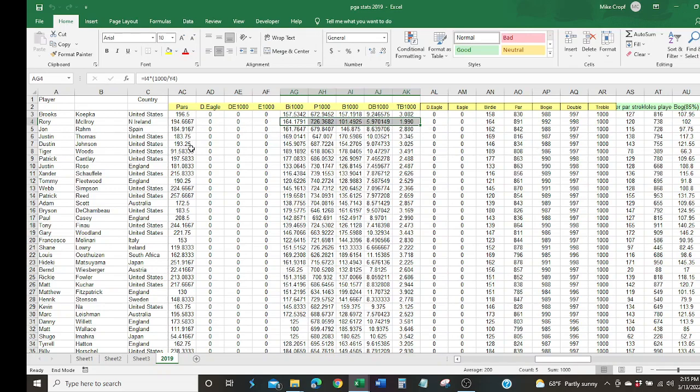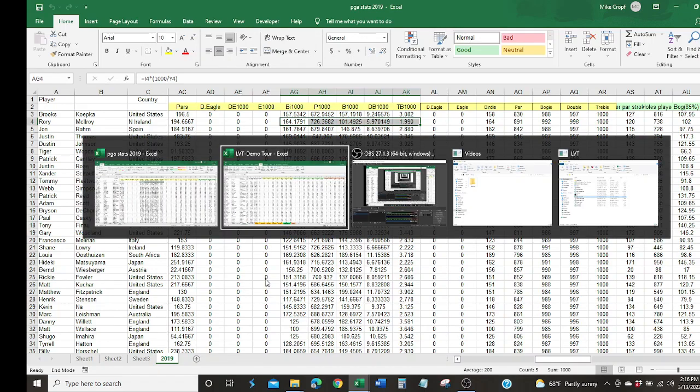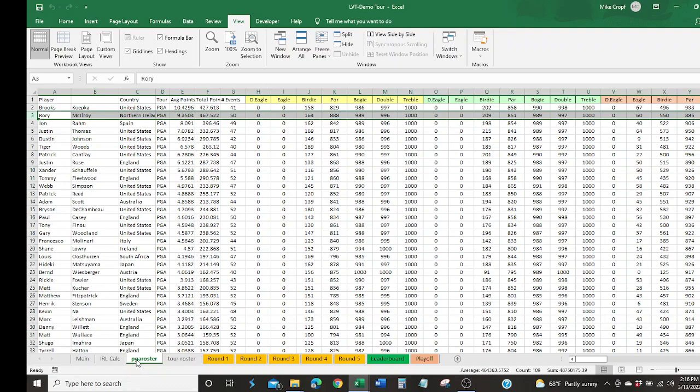So we have to capture all that information for every golfer. And then that information is brought into the actual LVT roster sheet. And there we have that nice little chart of just that. That's all you really need. And so we use this information for every hole that he plays.